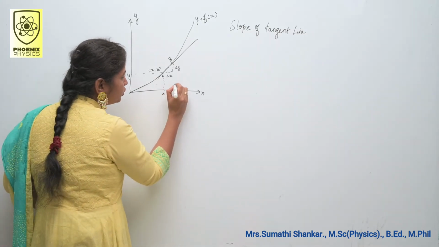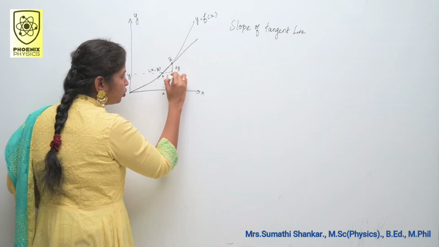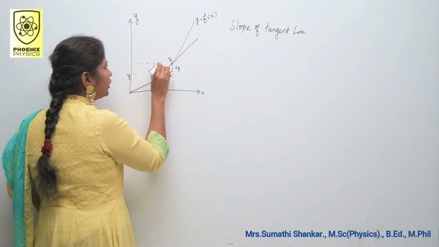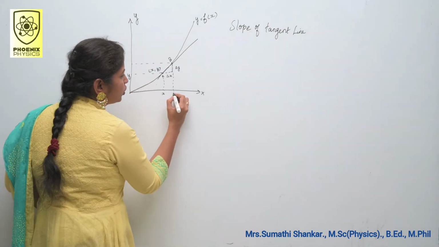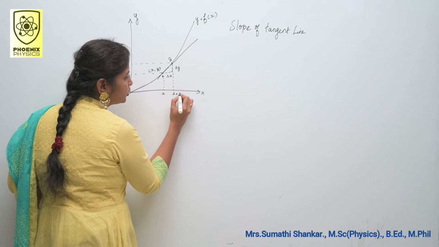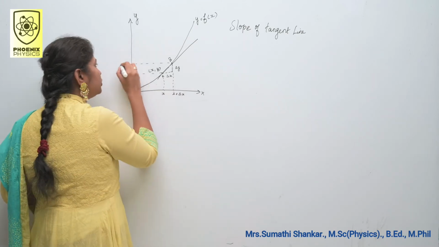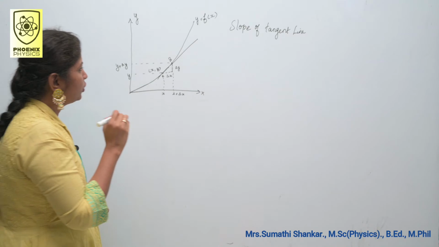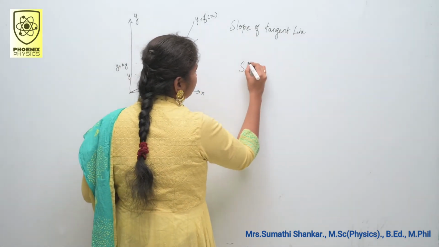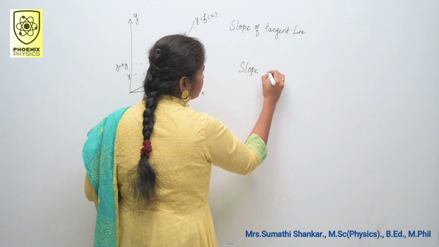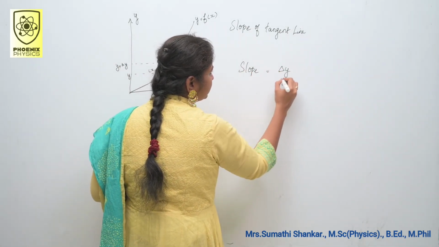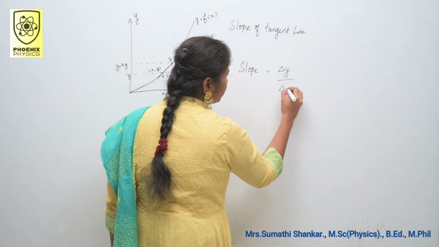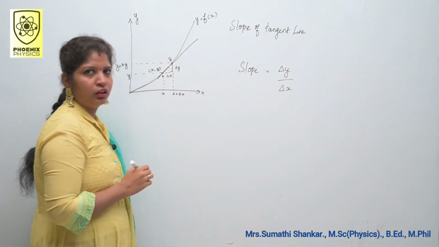Now what about this point? From B you draw a perpendicular line to the x-axis and a perpendicular line to the y-axis. So this is x plus delta x and this one is y plus delta y. Next we are going to find out the slope. The slope formula is delta y, that is change in y, divided by change in x. Delta y divided by delta x.